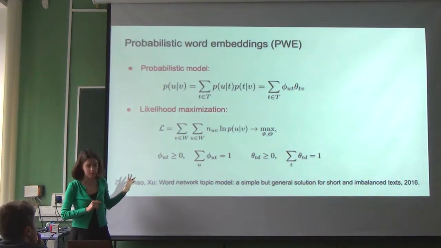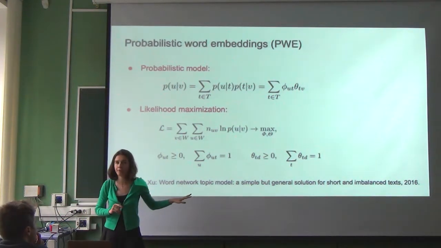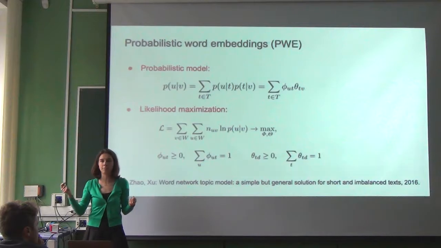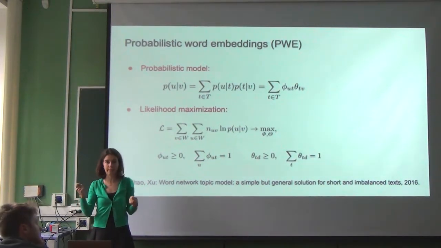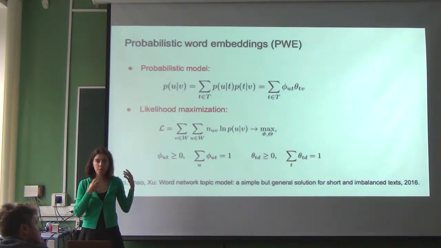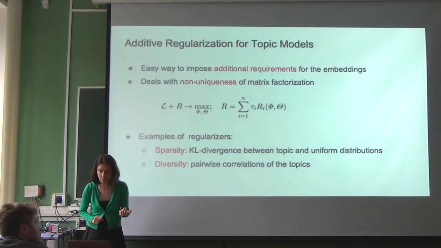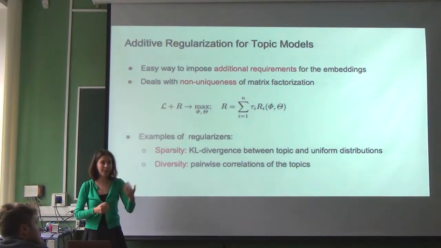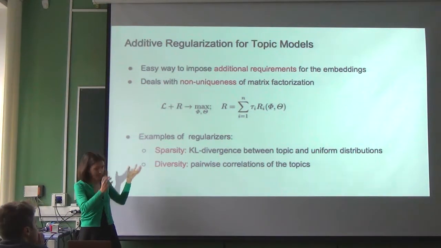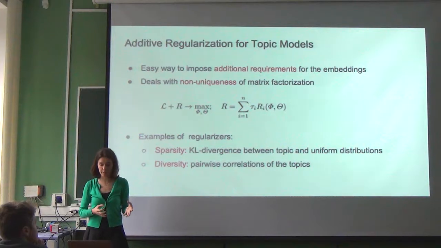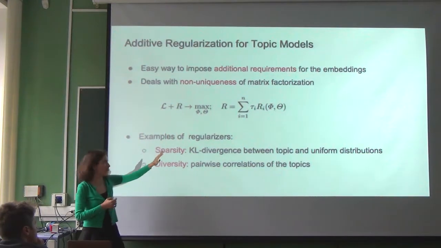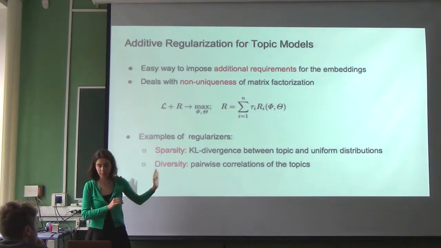A similar model was proposed in the Word Network topic model paper, and they said we want to deal with short texts. Short texts usually provide very sparse word-document matrices, so they wanted to use some word-to-word data. But they never studied this in regard to word embeddings. So now we propose to use this approach for word embeddings. We can take the next step, and we had a great talk by Konstantin Vorontsov about additive regularization of topic models. So we can just add this approach on top of our probabilistic word embeddings. We can have additional requirements for our embeddings. We can plug them in here, and for example, we can have sparse or diverse embeddings. We will come back to that.